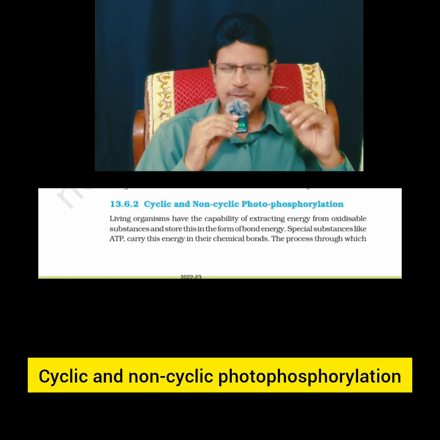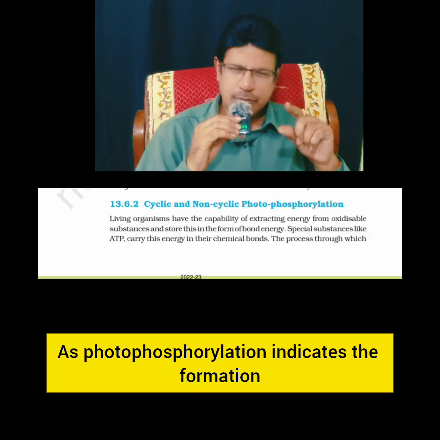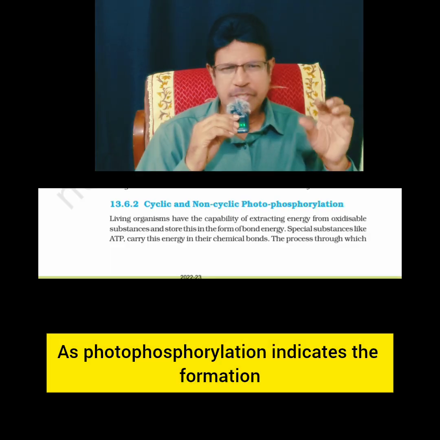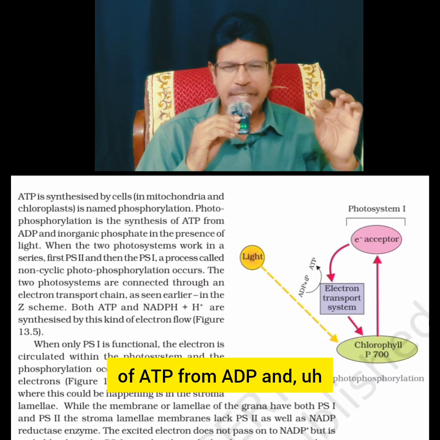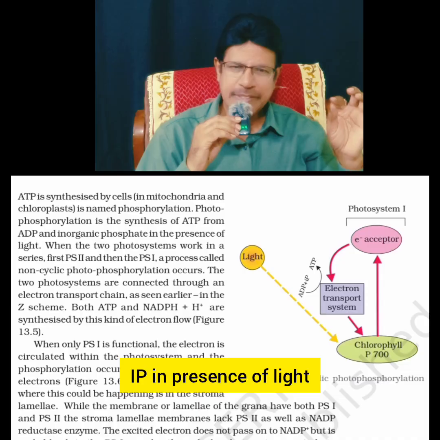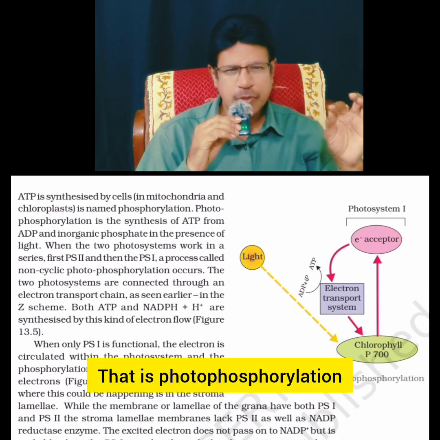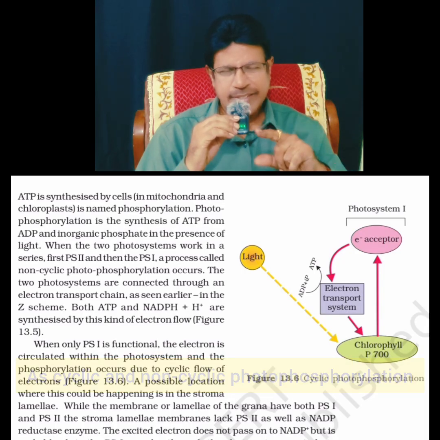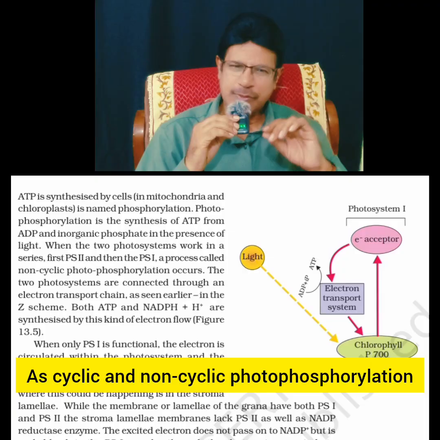Cyclic and Non-Cyclic Photophosphorylation. Photophosphorylation indicates the formation of ATP from ADP and inorganic phosphate in the presence of light. That is photophosphorylation, as cyclic and non-cyclic photophosphorylation.